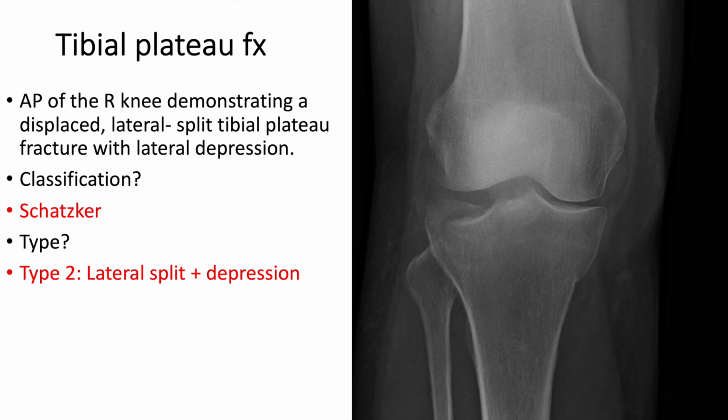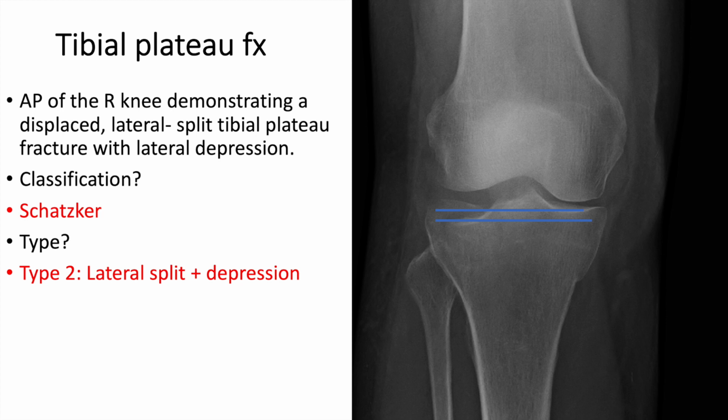And to see the depression, I put 2 lines up here. So I'm using the medial tibial plateau here, sort of as like my benchmark, and you can see there's a gap between them. So the top line is a parallel line from the medial tibial plateau. The bottom line is a parallel line off the lateral tibial plateau, and the gap between them proves that there's depression.